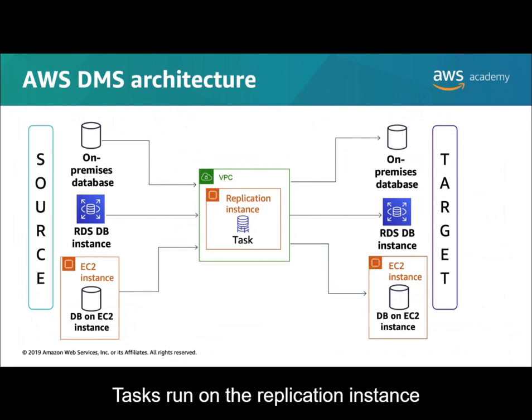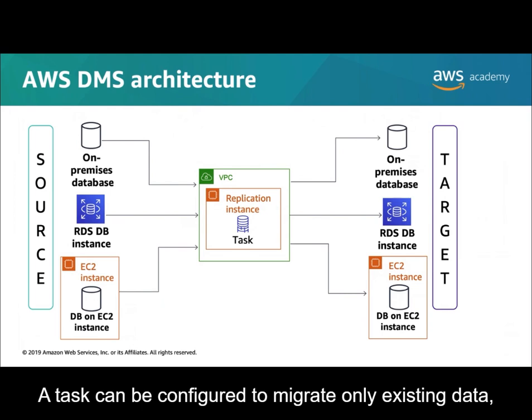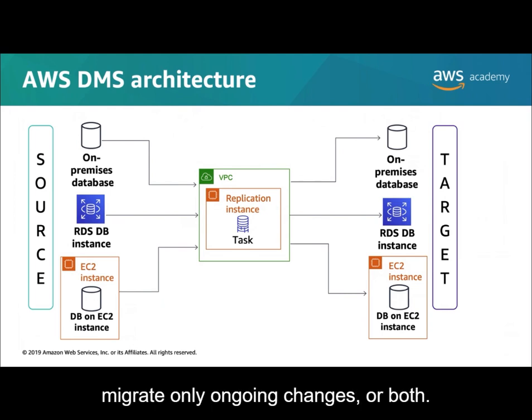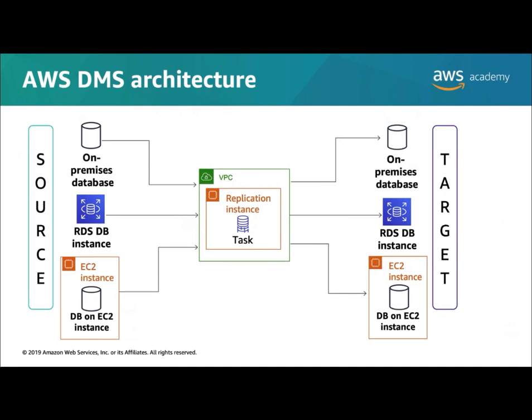Tasks run on the replication instance, and multiple tasks can run concurrently in the same instance. A task can be configured to migrate only existing data, migrate only ongoing changes, or both.